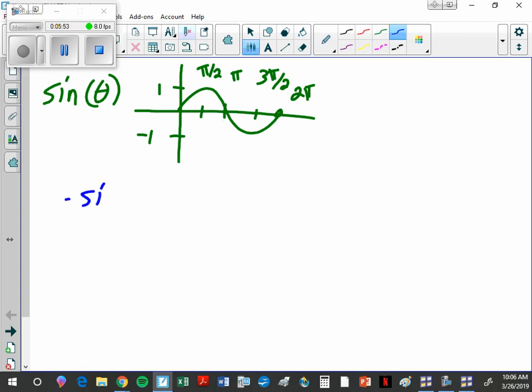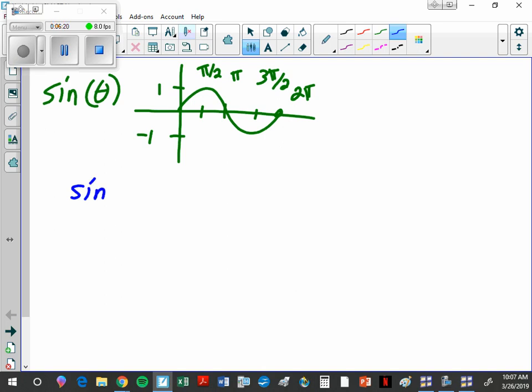And what if I did negative sine of theta? Flip it left, right, or upside down? Upside down, because the negative is on the outside, which means it affects the y-axis. So that would look like this. Okay, and those are all pretty easy. But when we move to the theta axis, things get a little bit more complicated.